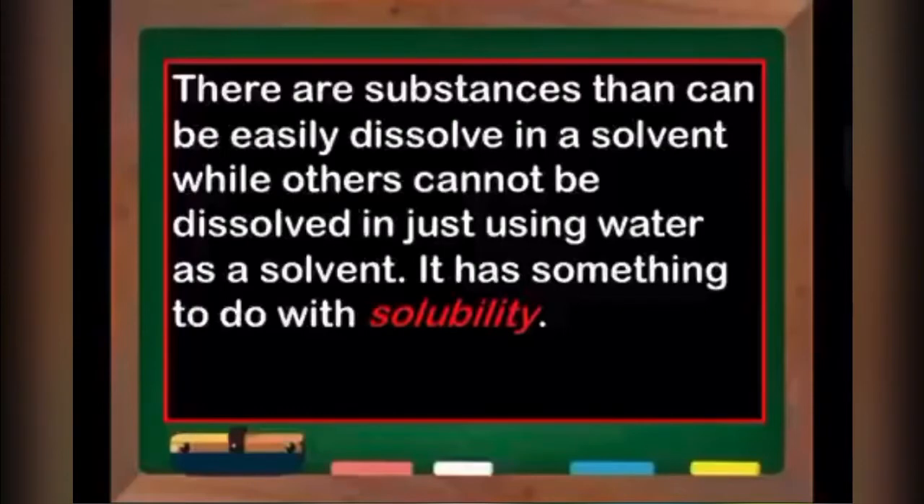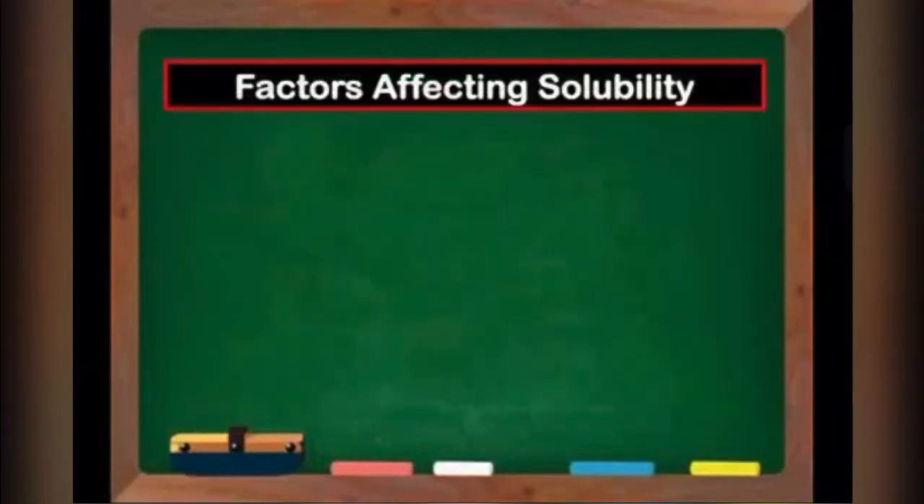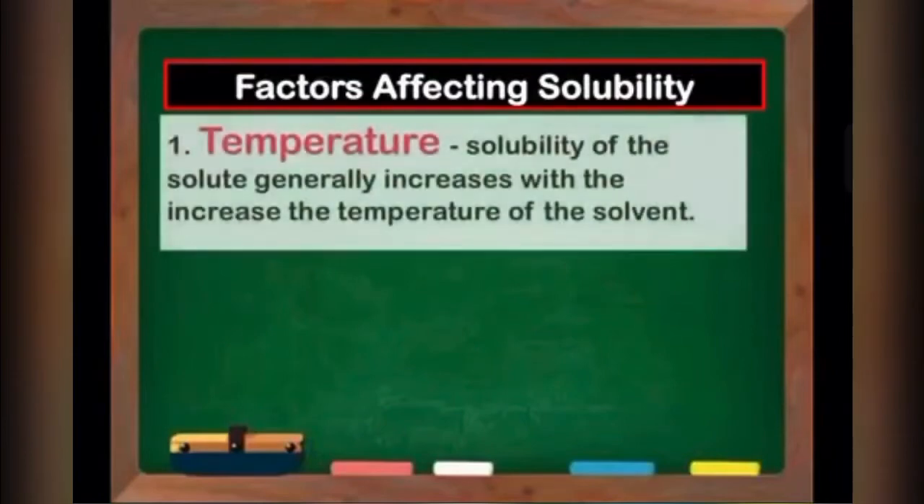Now, there are substances that can be easily dissolved in a solvent, while others cannot be dissolved by just using water as a solvent. It has something to do with solubility. Now, there are factors affecting solubility. Number 1, temperature. Solubility of the solute generally increases with the increase of the temperature of the solvent.